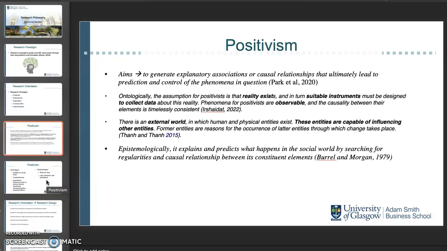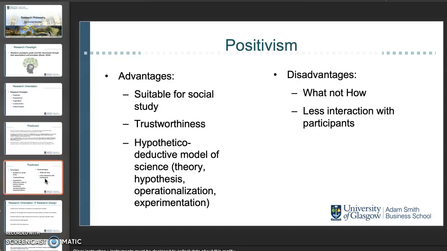Apparently there are pros and cons for this one. I find a lot of pros, but I don't really find a lot of disadvantages or cons. So I will elaborate here. First, this is suitable for social studies, right? Even if it's not social studies, this orientation is suitable. Why? As I mentioned before, we're not only having reality and then creating reality, but we are sure that reality is out there, and we need to test it and measure it.